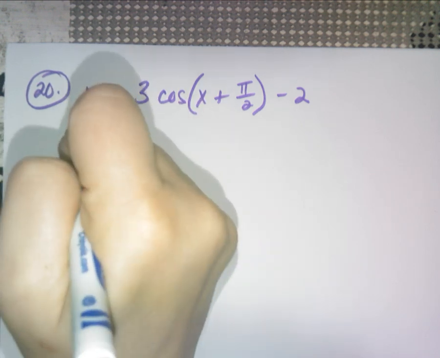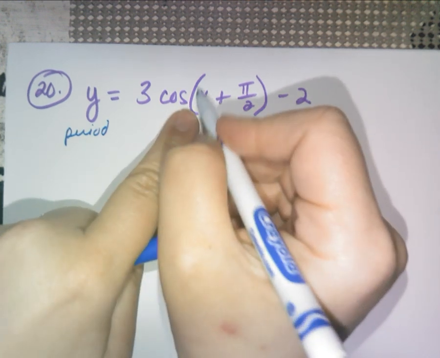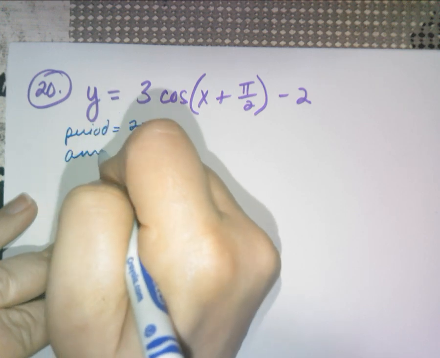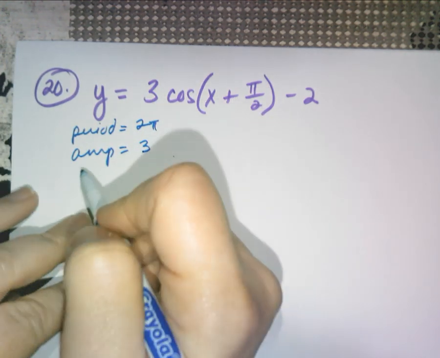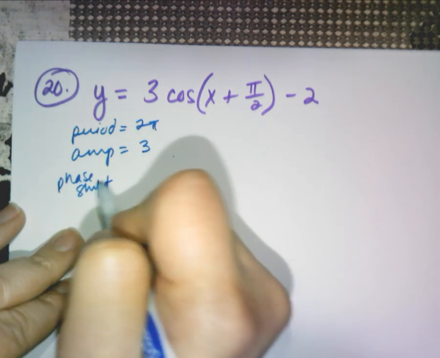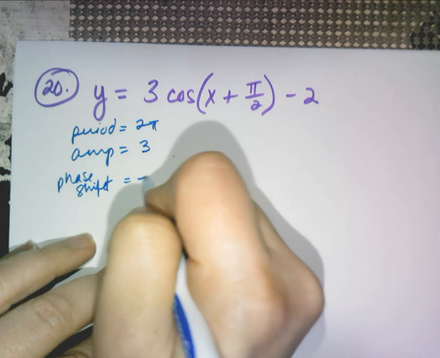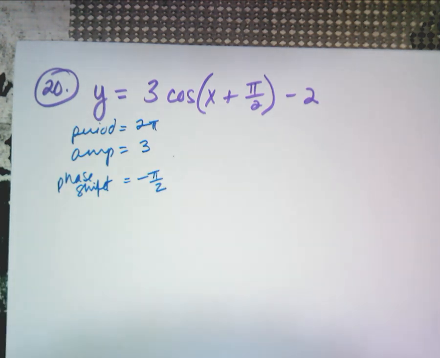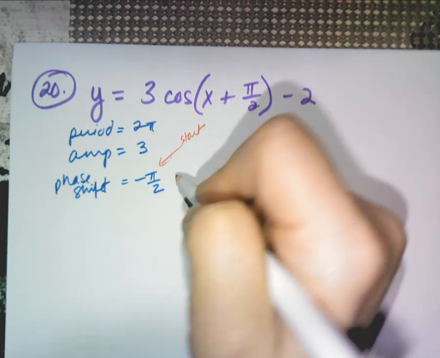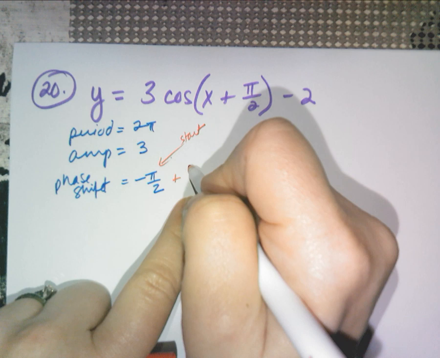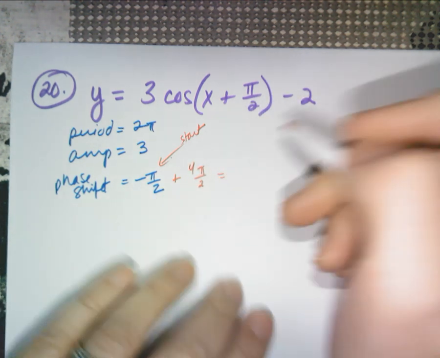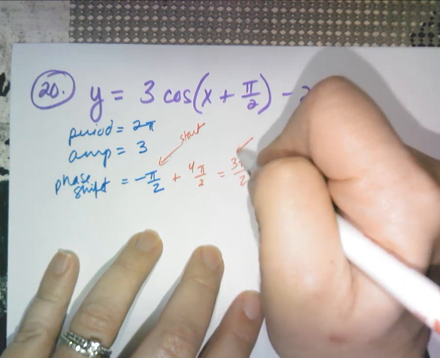So what is my period? Still 2 pi. There's a 1 in front of x, so you just do 2 pi over 1, 2 pi. Your amplitude is 3. Your phase shift, set x plus pi over 2 equal to 0, would be negative pi over 2. That is where you start. While we're here, let's find out where we end. Add 2 pi, or add 4 pi over 2. That is where you're going to end.